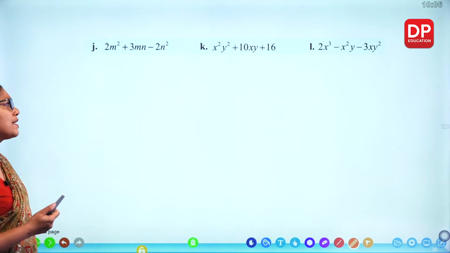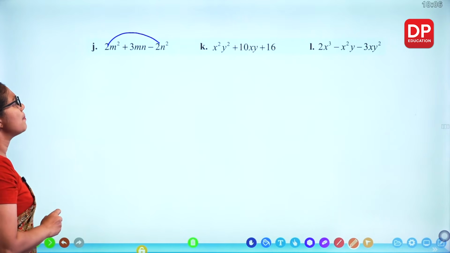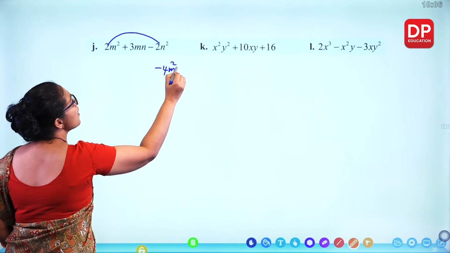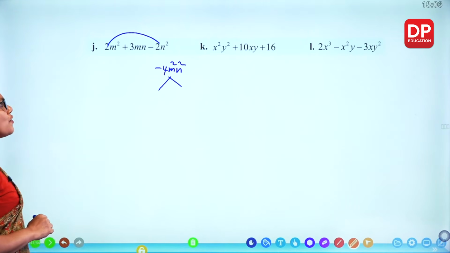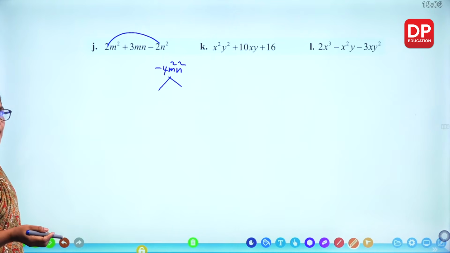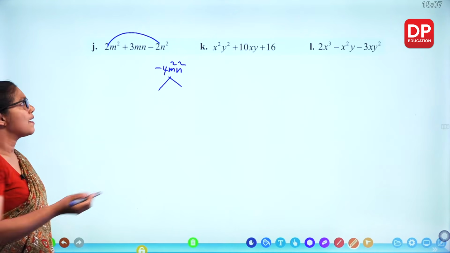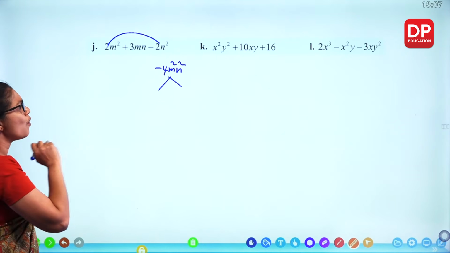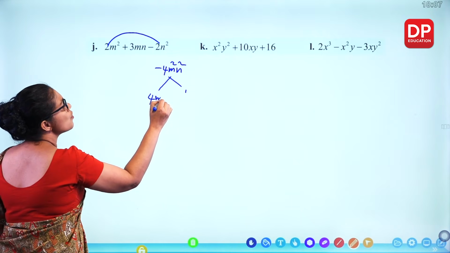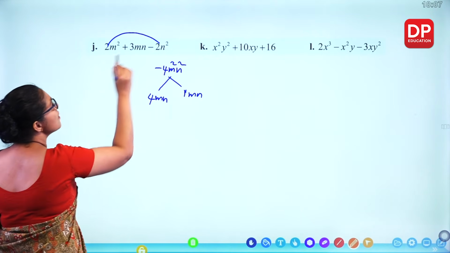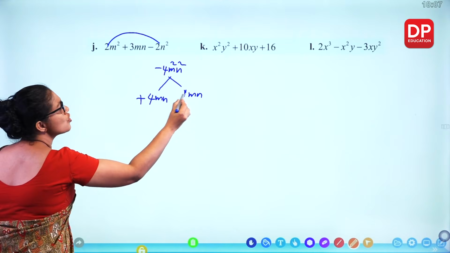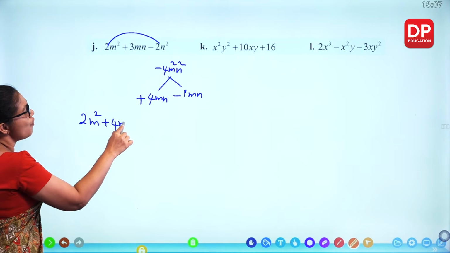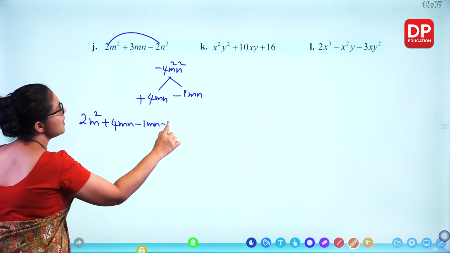Now we'll look at the next one. Here also no common terms. Here what we do, just multiply 2m squared into minus 2n squared, which becomes minus 4m squared n squared. Try to find out the factors. The last term is negative, which means one is positive and the other one is negative. But the middle term is positive, which means the bigger number is positive. What are the factors of 4? 4 and 1. Which one is positive? The larger one. So this should be negative. Split the middle term to 4mn and 1mn.